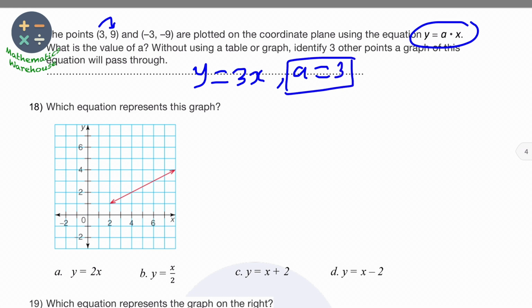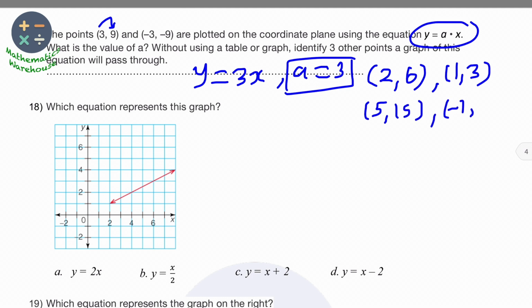Now we can write more than 3 points. Just put in any number for x and multiply it by 3 to get the y coordinate. For example, (2, 6), (1, 3), (5, 15), and even (-1, -3), and (0, 0), and so on.